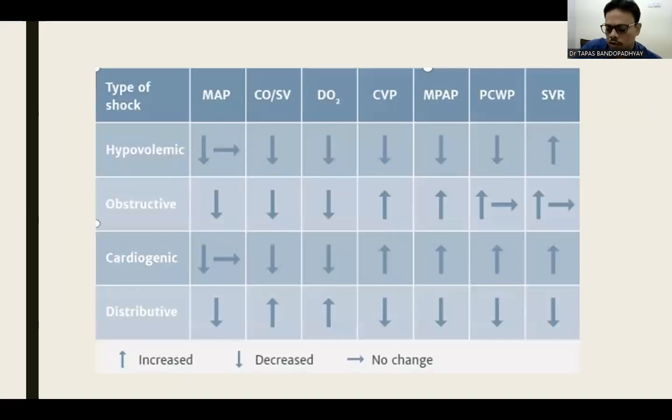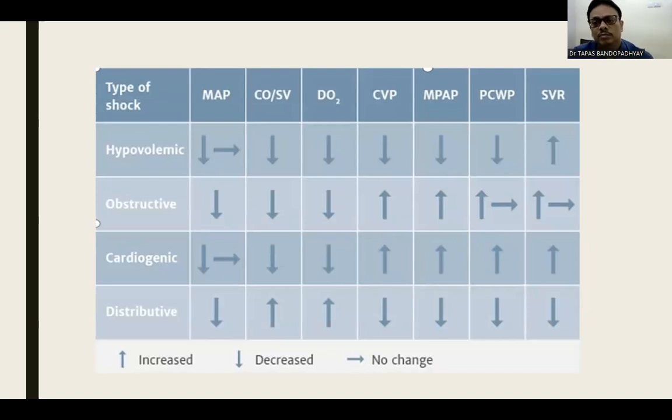Now, one needs to understand the hemodynamics while dealing with shock. As you can easily appreciate, there is a decrease in the mean arterial blood pressure at all times, because the definition of shock is a mean arterial pressure of less than 65. So be it hypovolemic, obstructive, cardiogenic, or distributive, the mean arterial pressure will always be low, because that is the definition of shock.